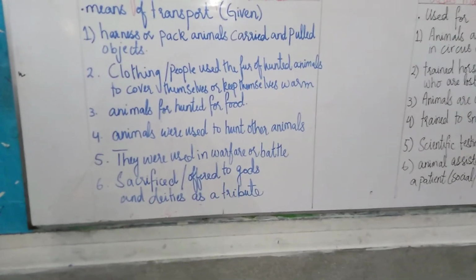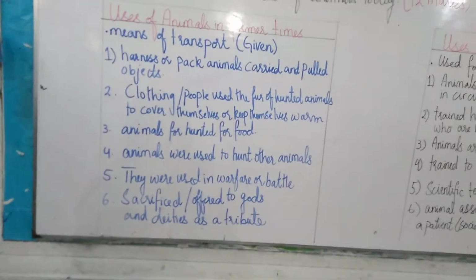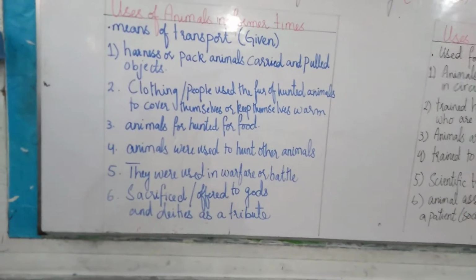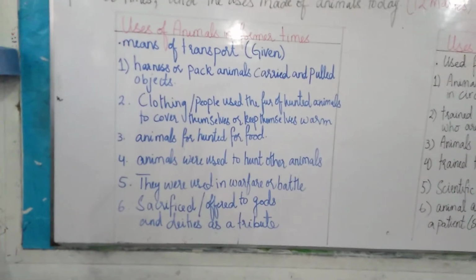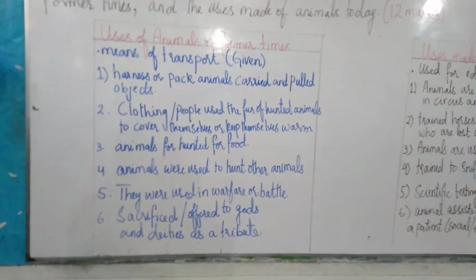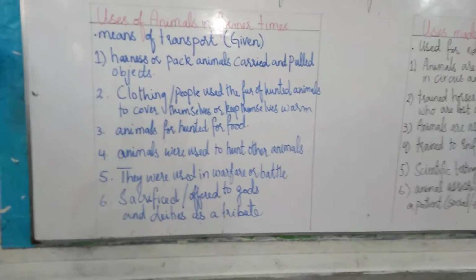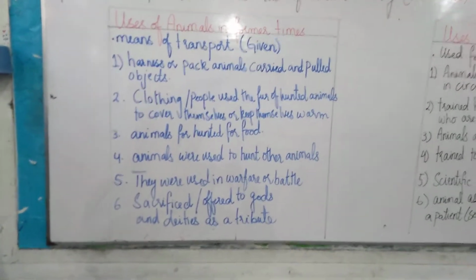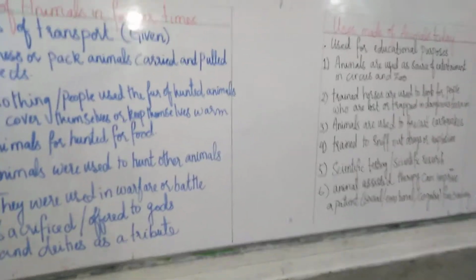Now the sixth point is that animals were sacrificed or offered to gods and deities as a tribute. We have also read about how animals were sacrificed to pay tribute in different religions. In different mythologies where there are the concepts of gods and goddesses, animals were sacrificed in order to give thanks to their gods and goddesses. For example, if a child has a safe birth, then in order to give thanks to gods and goddesses, the people used to sacrifice animals. Clear? So this was about the uses of animals in the former times, in the past. Now we are going to talk about the uses of animals in the present time, or today.